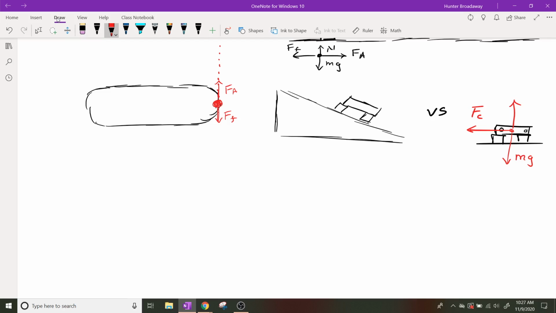So the centripetal force, if we're going to measure it out, is equal to mv squared over r. So as long as you've got a speed and you've got a radius, you're okay. So if it was just on a flat ground, then that would be what you have, right?